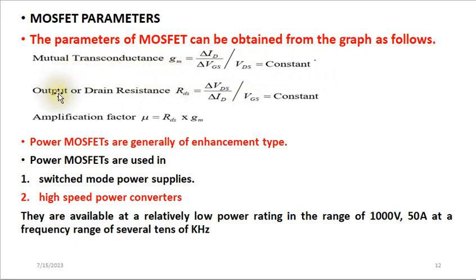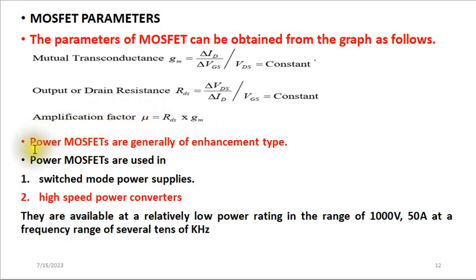We have the output or drain resistance, and it is the ratio of the VDS to ID, that is the output voltage to the output current, and we obtain this one when VGS remains constant. We have the amplification factor, which is the factor of importance, and mu is equal to the output drain resistance times the mutual transconductance, that is my gain.